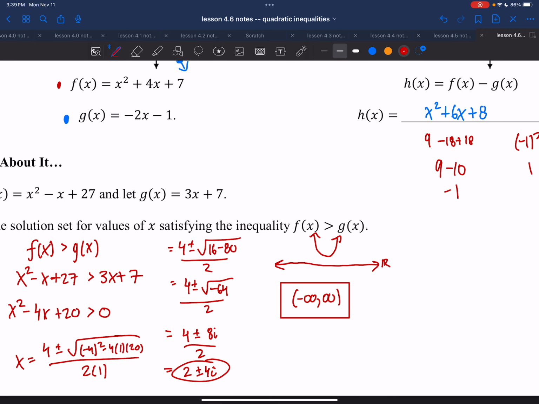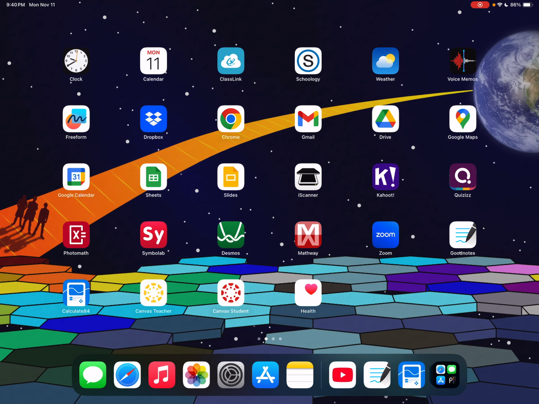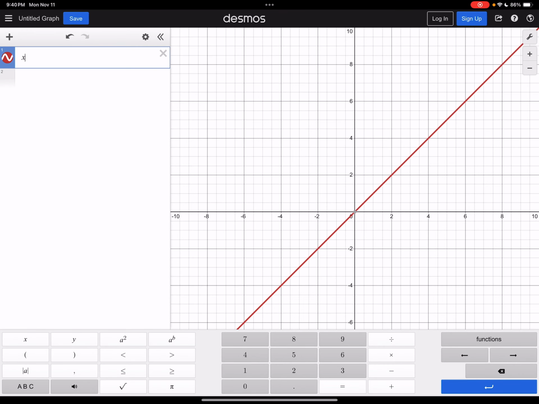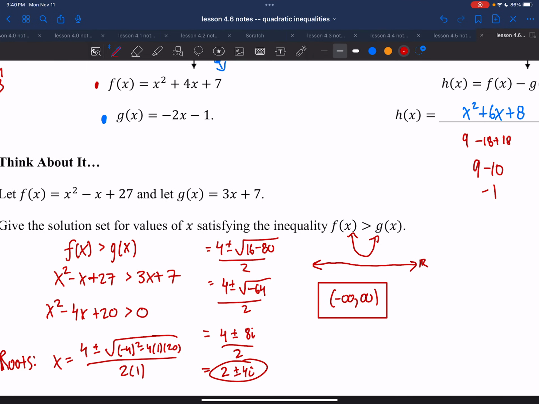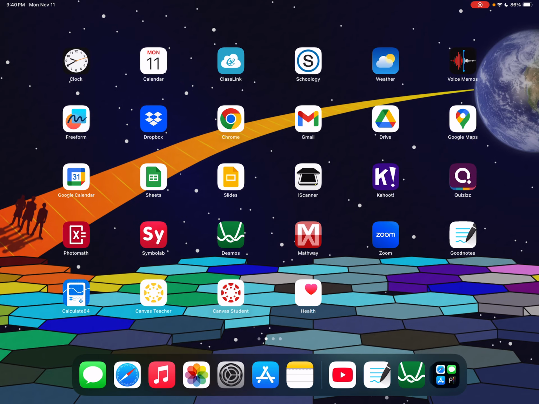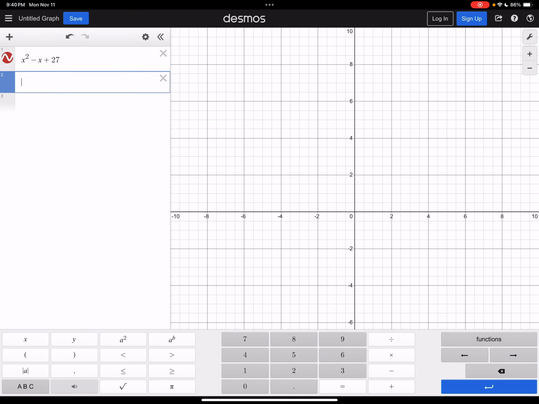And what does this mean in terms of the graphs of f and g, right? So I'm just going to jump to Desmos and show you this. You have x squared minus x plus 27. Let's go ahead and do that. x squared minus x minus 27. Plus 27. Also, I'll fix that. And 3x plus 7. So this is plus. And then I got 3x plus 7. Boop.